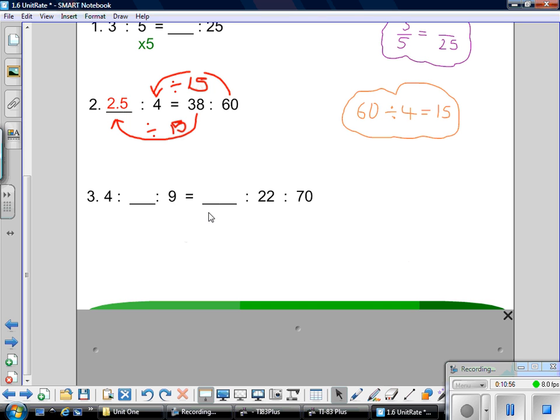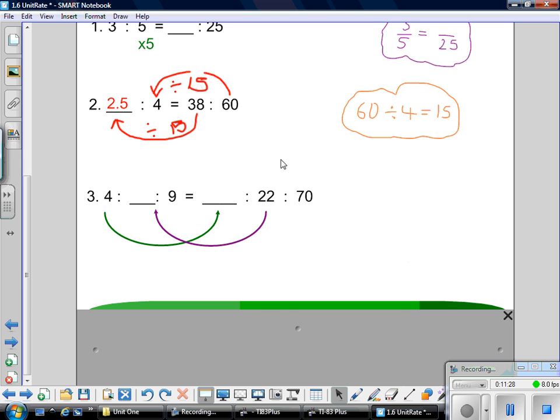The last question here with our proportions is I have 4 to an unknown to a 9 equals an unknown to a 20 to a 70. First of all, you can see the 4 has to go with something, and I don't know what it goes with. So 4 times something or divided by something has to equal this unknown. I also then compare the middle number with the middle number in the second ratio, and again, I don't know what relationship I have to put with that.